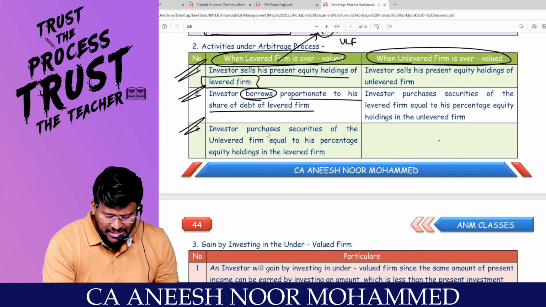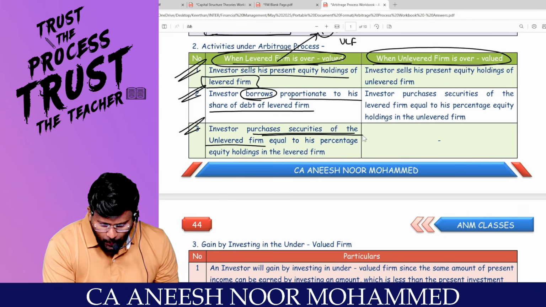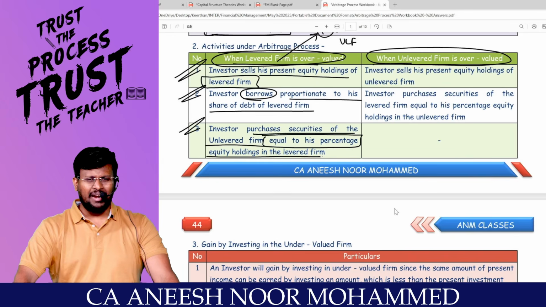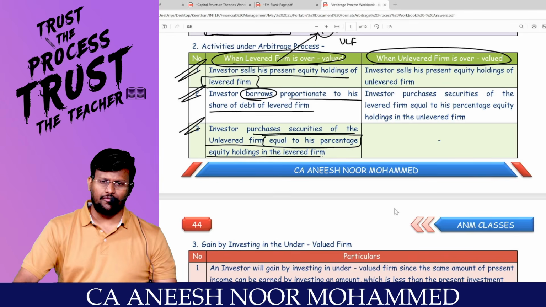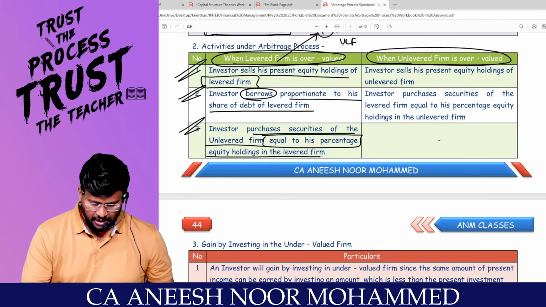Number three, the investor purchases securities of the what firm? Unlevered firm, equal to his percentage equity holding in the what firm? Sir, for example, earlier you were holding 10% in the levered firm. The same 10% of the equity you purchase in the unlevered firm. Are you agreed with me?